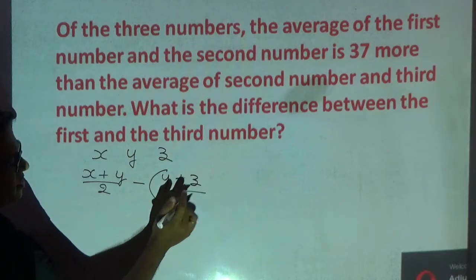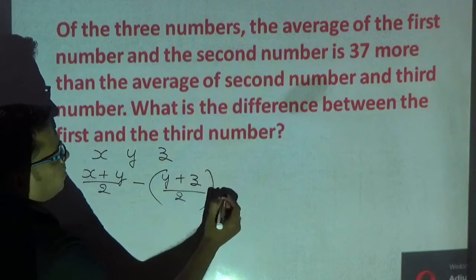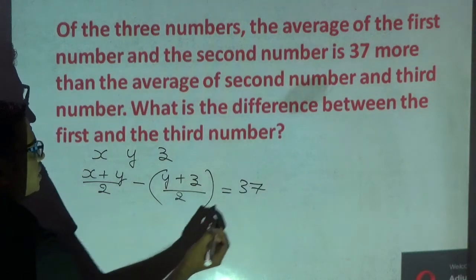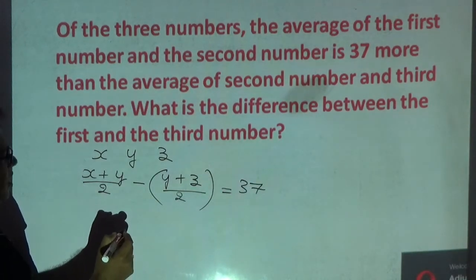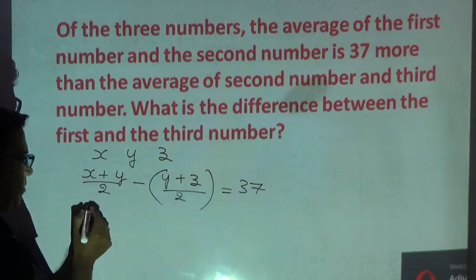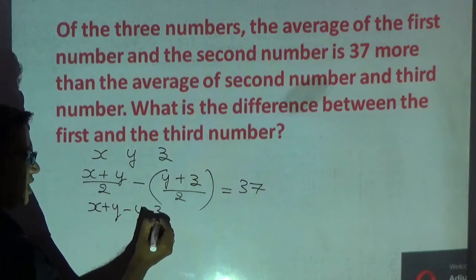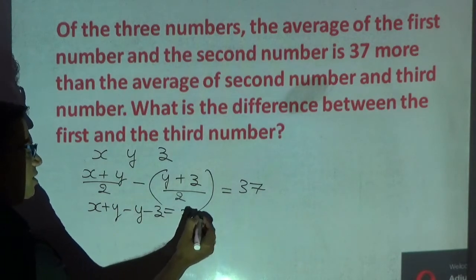So this is the average of the second 2. The average of the first 2 is greater than the average of the second 2 by 37. I need to find the difference of the first number and second number. I can take 1 by 2 common. If I push that side, it becomes (x + y) minus (y + z) equal to 74.